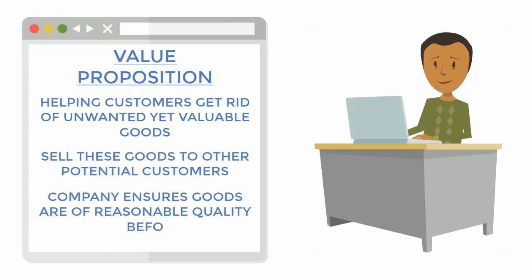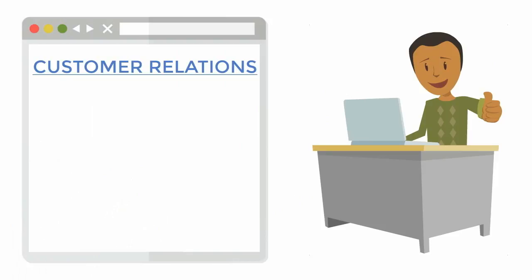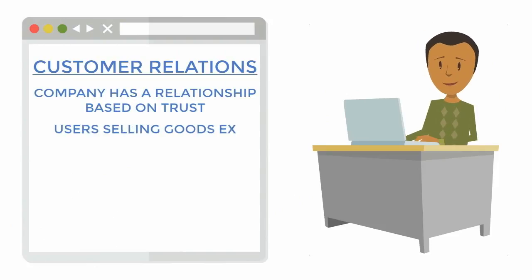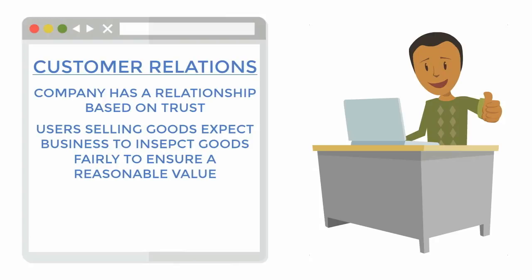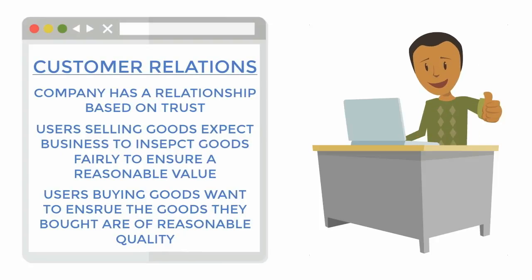Before going on resale, the company ensures that these goods are of reasonable quality to avoid the unethical selling of inferior goods. Customer relations is of high priority to Shambay, as the company has a relationship highly based on trust. Users selling goods will expect the business to fairly inspect these goods to ensure a reasonable value transaction, whereas users buying goods from Shambay will want to ensure that the goods they have bought are of reasonable quality and they haven't unknowingly bought inferior goods.